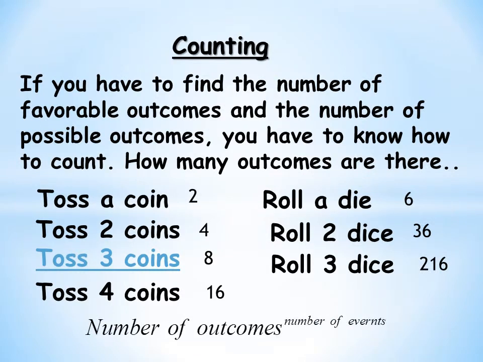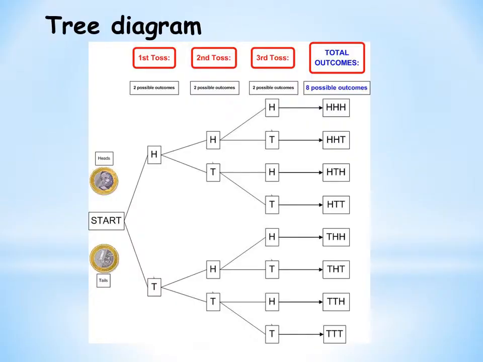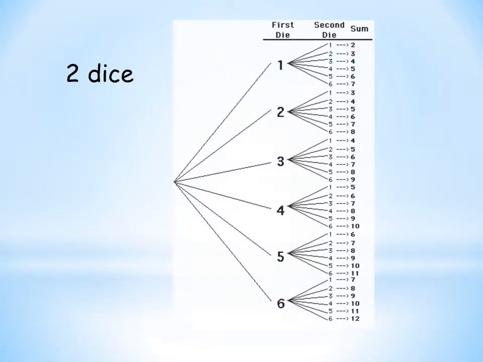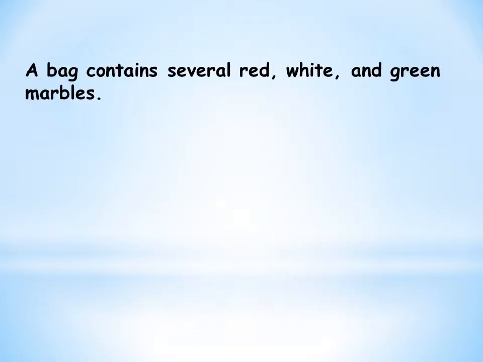216 outcomes. So the number of outcomes raised to the number of events is going to give you how many outcomes you have. Again, we can see here if I have 2 dice, I have a possibility of 1 through 6 on the first one, and then on the second one each time I have 1 through 6, so a total of 36.